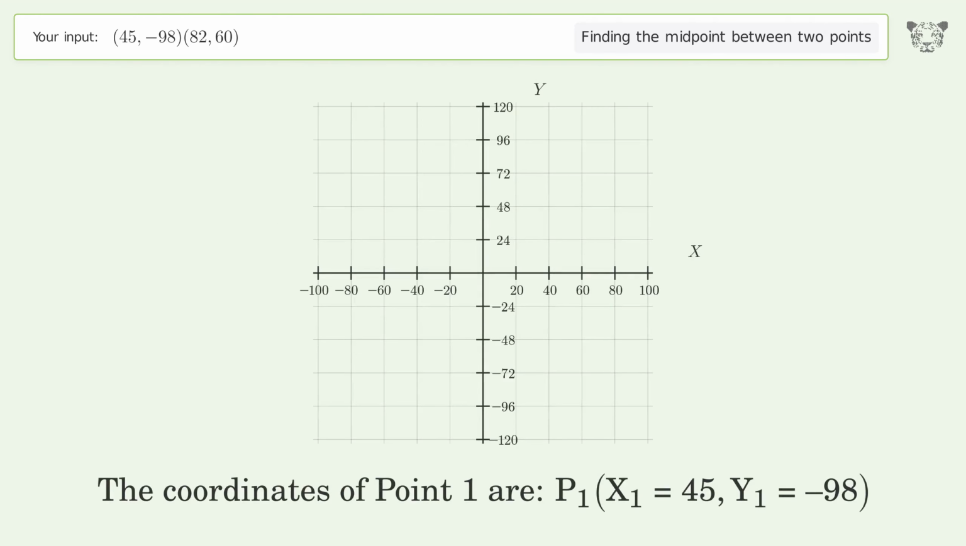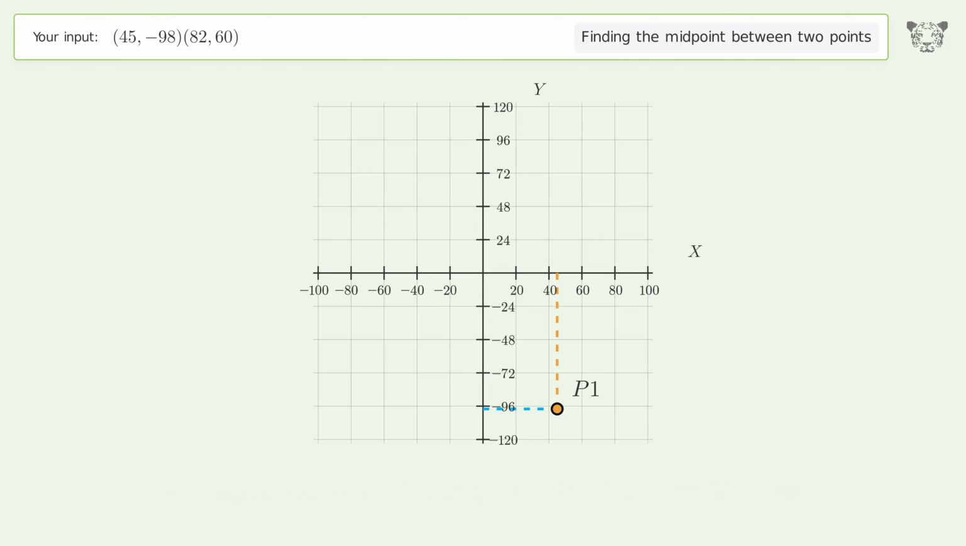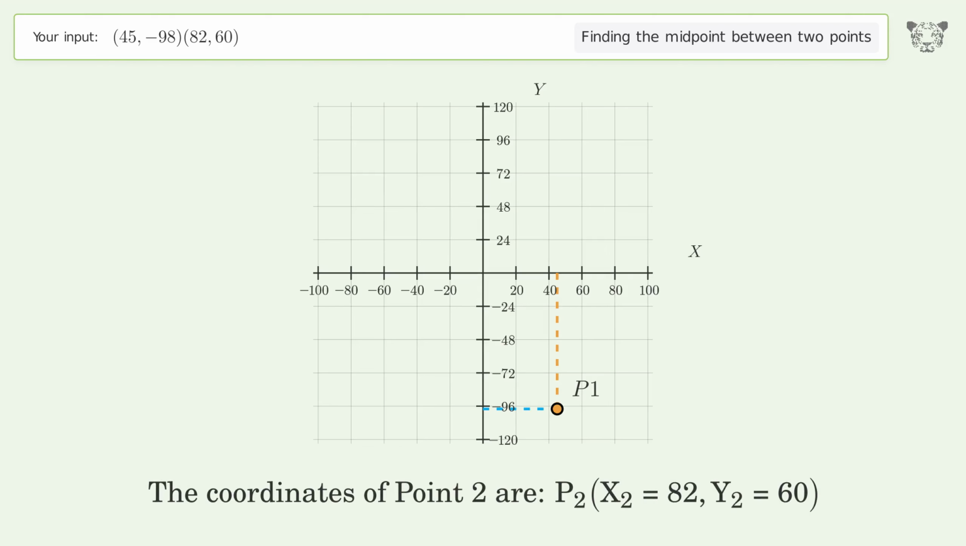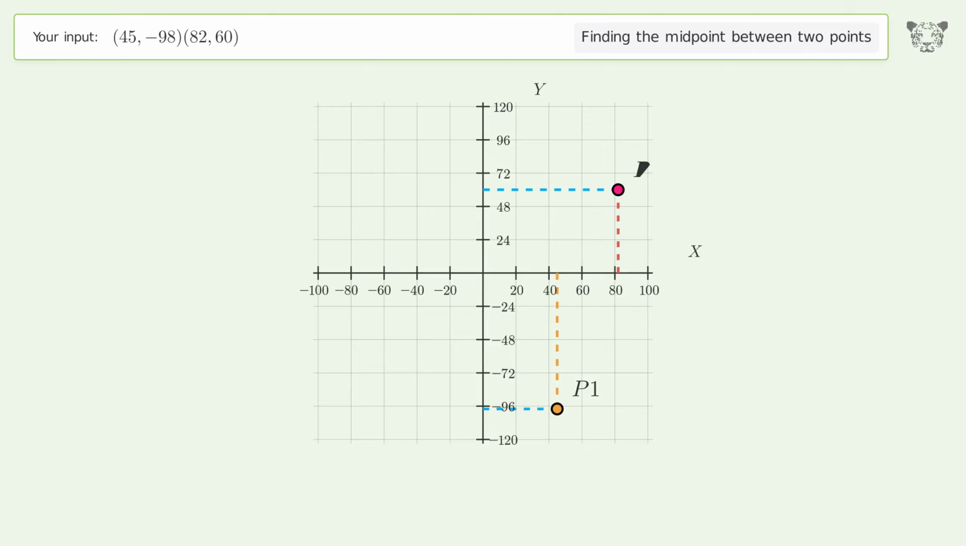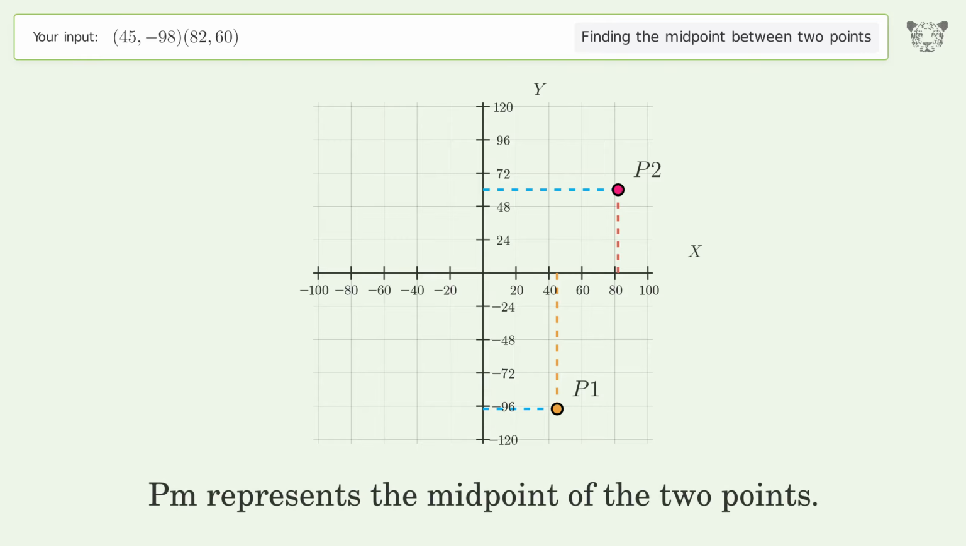The coordinates of point 1 are, x1 equals 45, y1 equals -98. The coordinates of point 2 are, x2 equals 82, y2 equals 60. PM represents the midpoint of the 2 points.